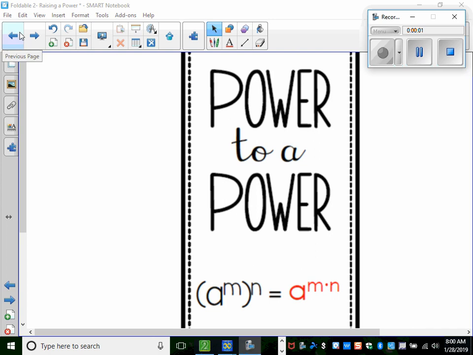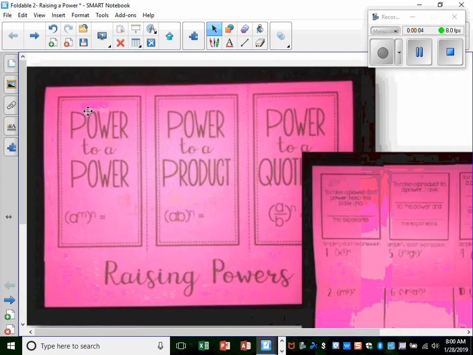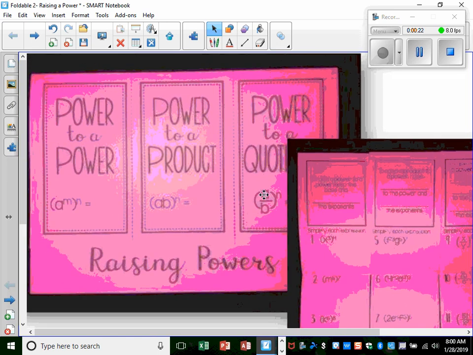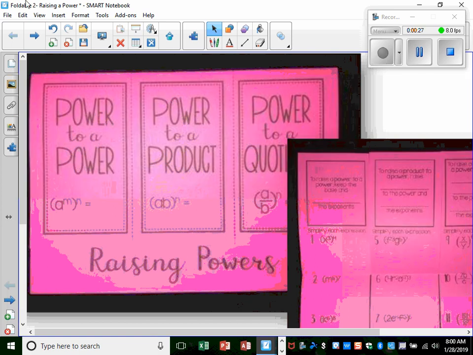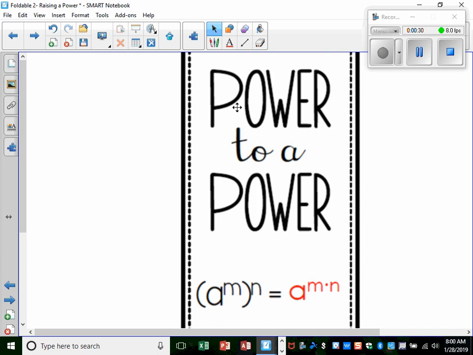So on this particular foldable, we're going to do all of them. Basically, you're going to be taking a power, raising it to a power, to a product. That means if you have two things inside of here, and then a power to a quotient. Okay, so that means if it looks like a fraction, what do you do if you have a power on the outside? All right. So like I just stated here, since there's parentheses, there's a power here and a power here, we're going to be multiplying the powers together.